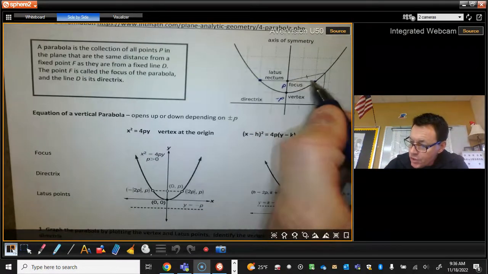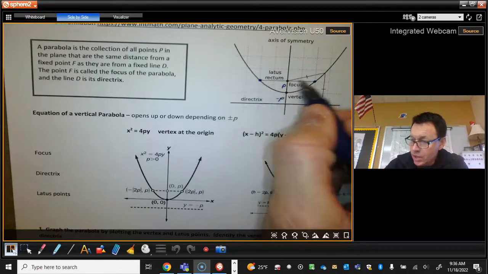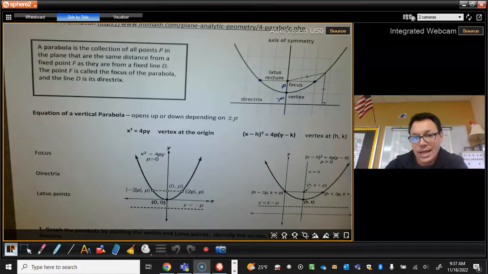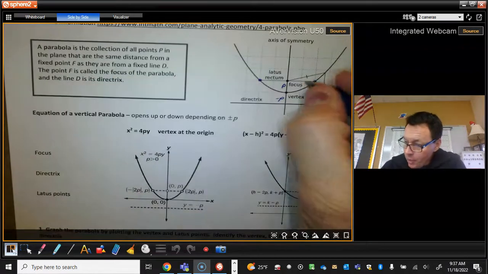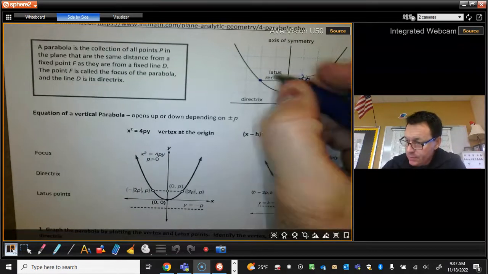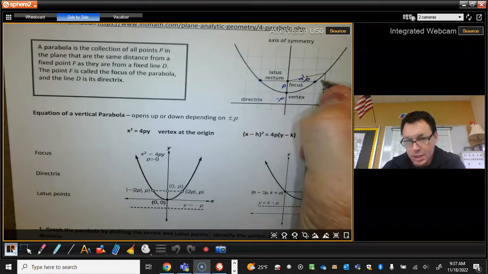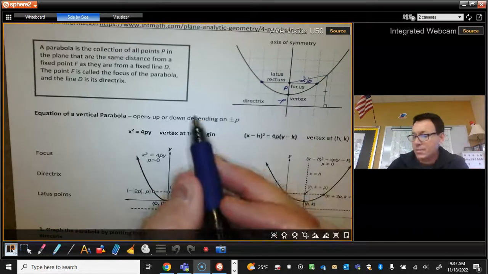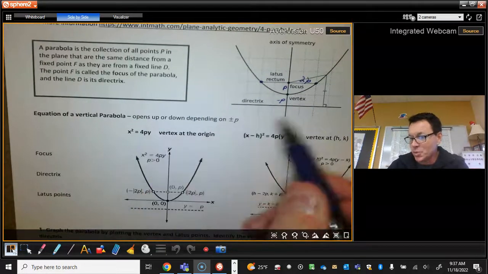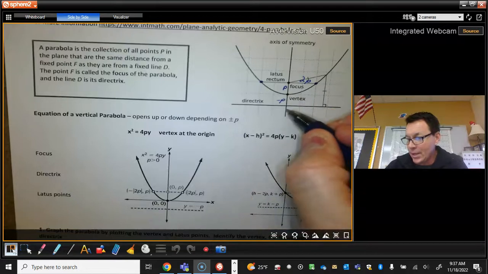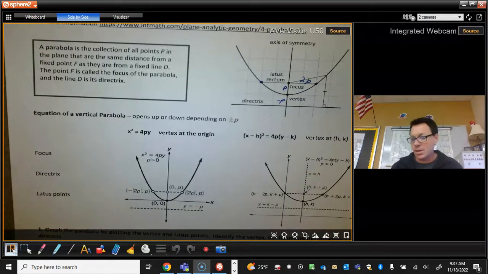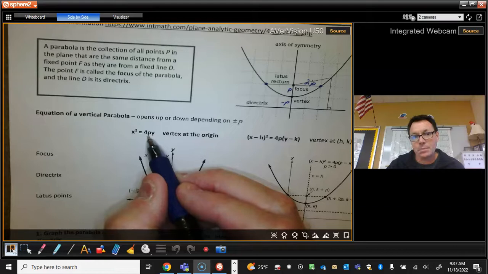These 2 points on either side, these 2 points that are on the parabola, are called lattice points. And these points are 2p in either direction. So 2p to the right and 2p to the left. So that's why that p is important, because once we know our vertex, every other thing we draw is going to be based on that value right there, that p value.